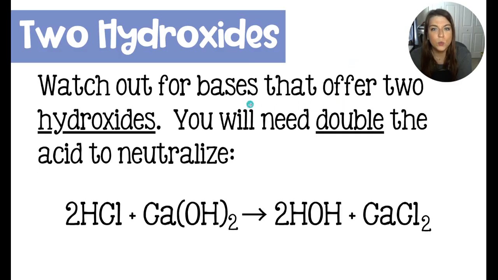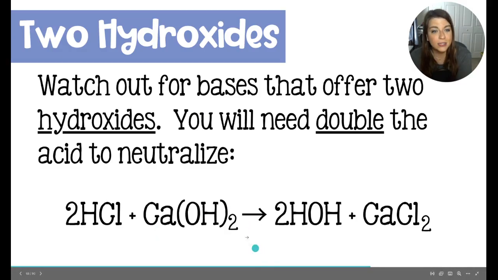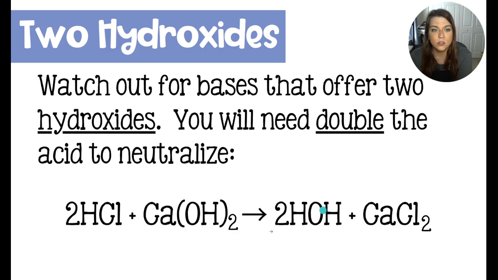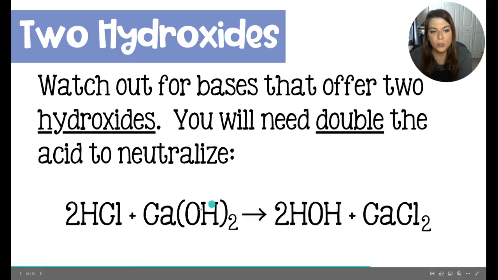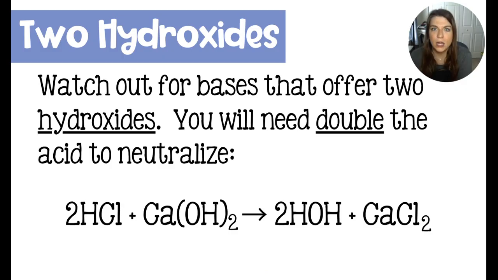We can also have this with bases that offer two hydroxides, like in the case of calcium hydroxide. Here we would have to double the amount of acid in order to neutralize the solution. So we have two hydrochloric acids neutralizing one calcium hydroxide because there's two hydroxides in a calcium hydroxide. And that'll give us two waters and one calcium chloride. Again, that's the salt, the ionic part. This H will pair up with the OHs to give us water, and then the calcium and the chlorine will give us calcium chloride. This can happen in a lot of different ratios.